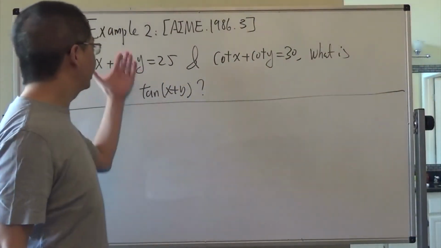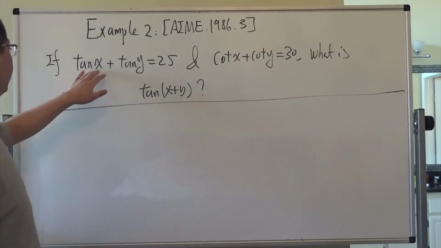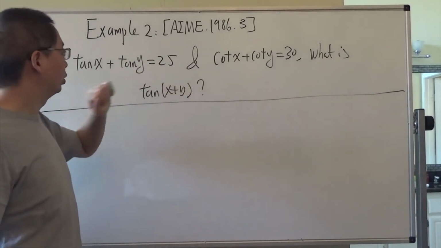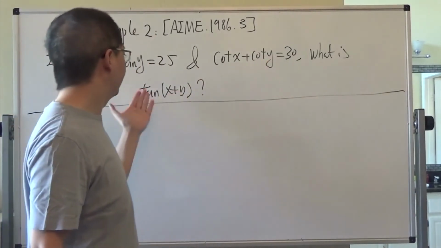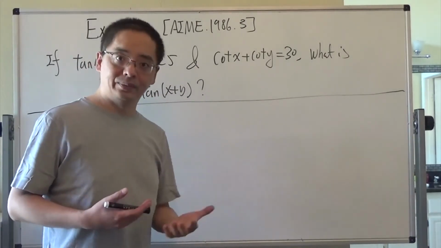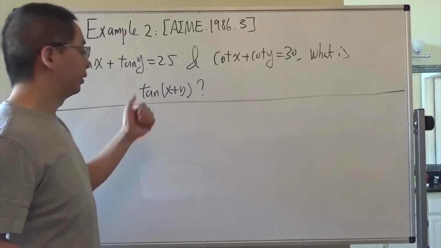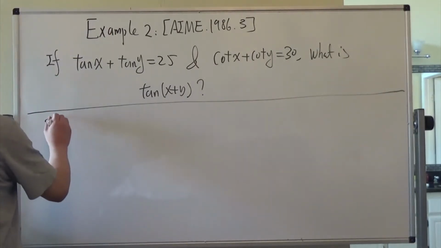Example 2. This is past the AMC problem. The question says, if I know tangent x plus tangent y equals 25, cotangent x plus cotangent y is 30, then what is tangent of x plus y? Now obviously, here we can use the sum formula for tangent function.